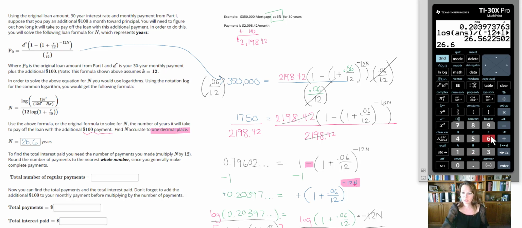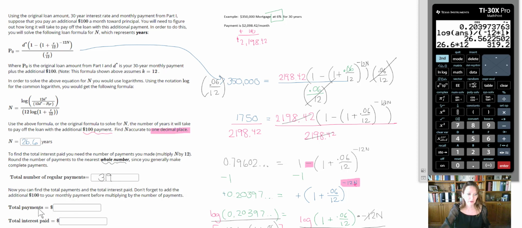We're going to times 26.6 by 12 to change it to months, and then round it to an actual whole number. So I take this answer above and multiply it. Even though my calculator says 319.2, I'm going to say that I am probably going to make 319 complete payments.